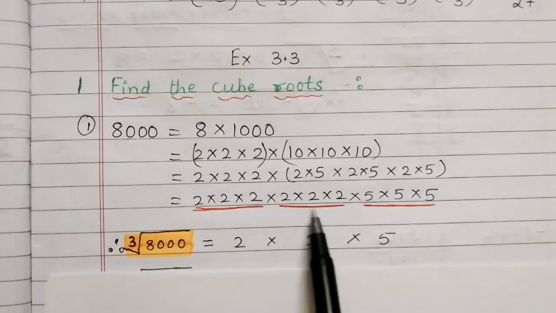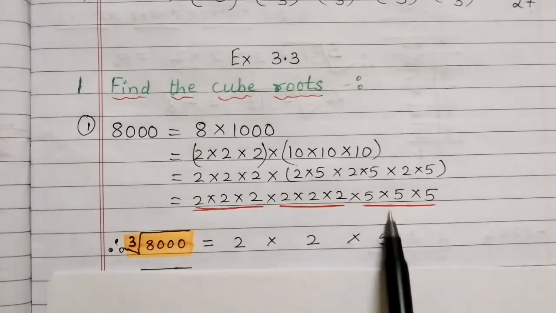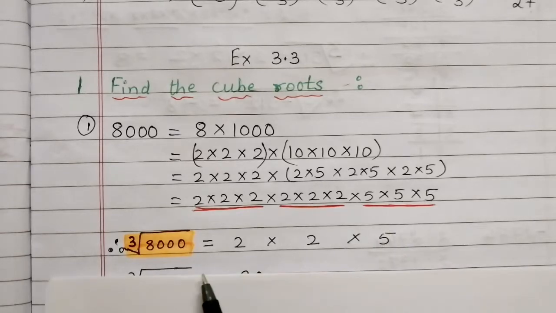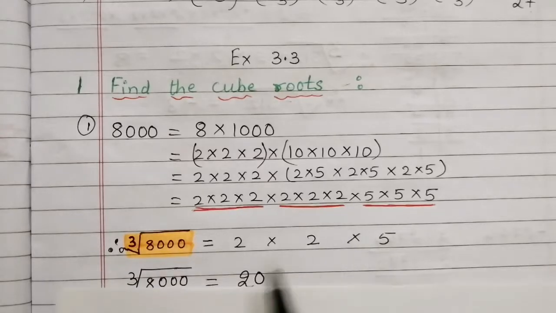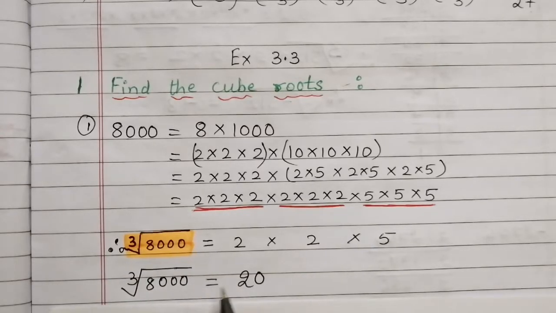Here, take only 1 out of this, you take 1 because we are finding cube root. So what did we get? 2 into 2 into 5. So cube root of 8000 is 20.